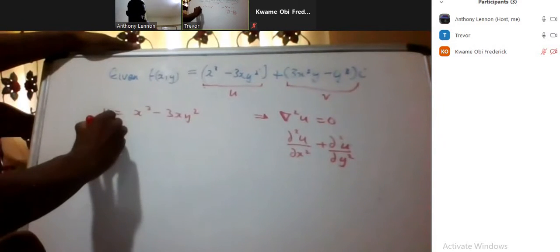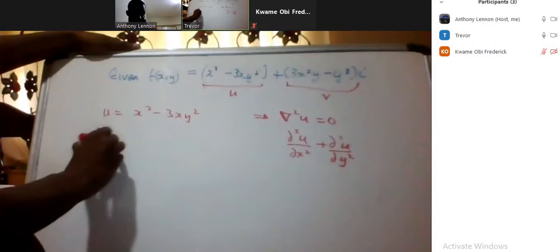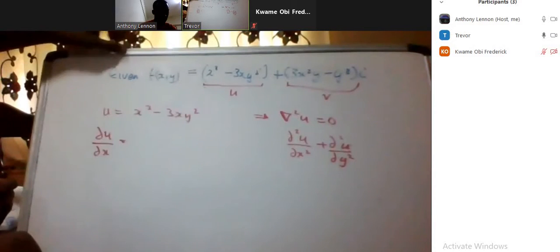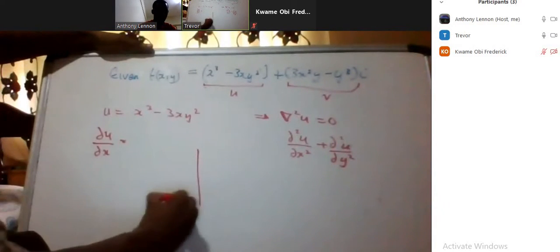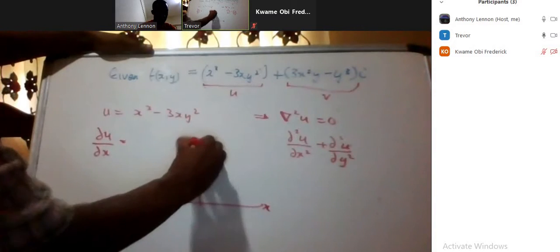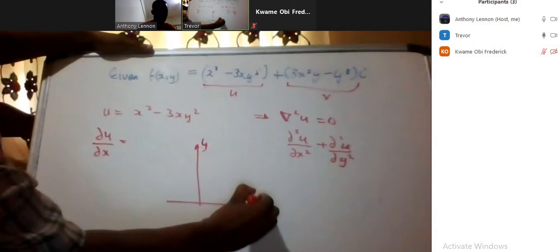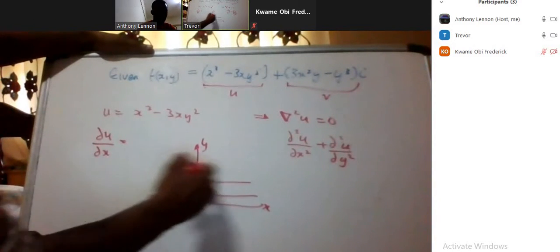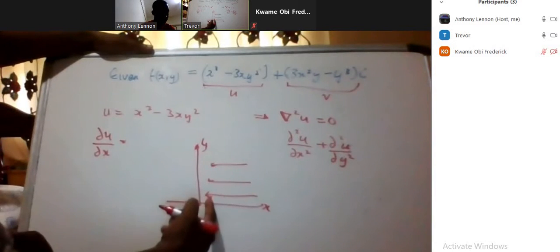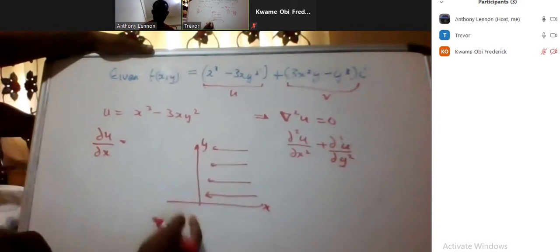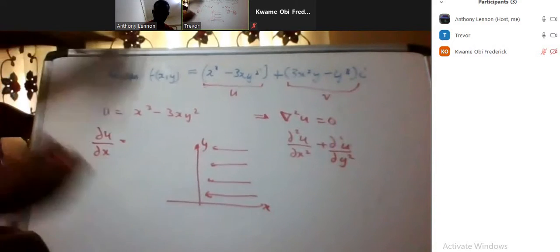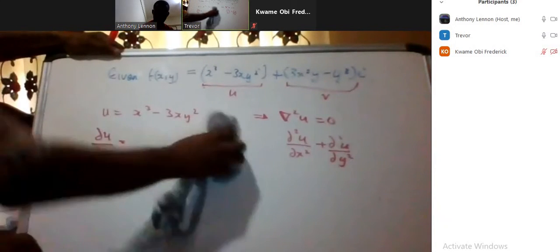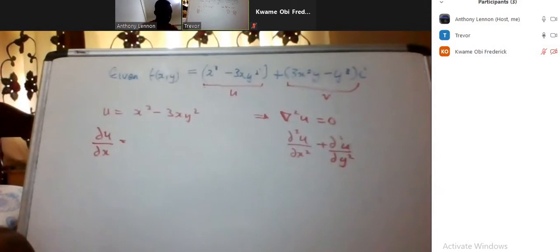So let's differentiate this with respect to x. When you differentiate it with respect to x, y is a constant. Because look, this is x, this is y. When I'm looking at a variable along a line, my y value is constant. So I look at the variance along the x, my y has got to remain constant.